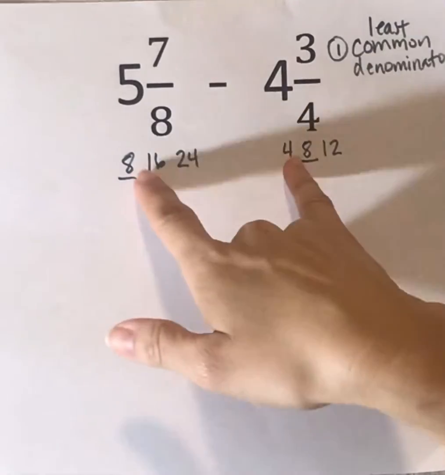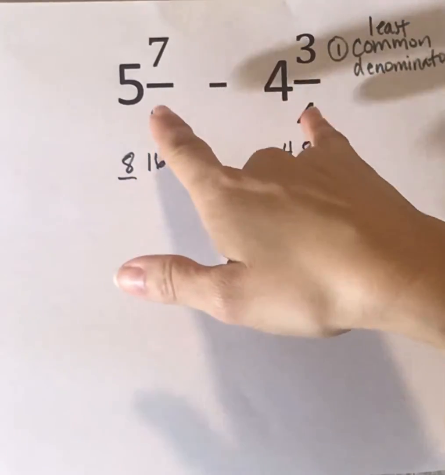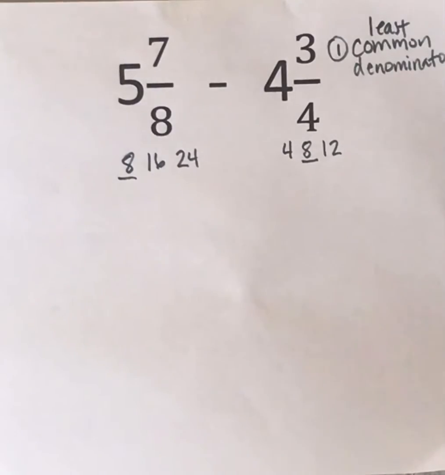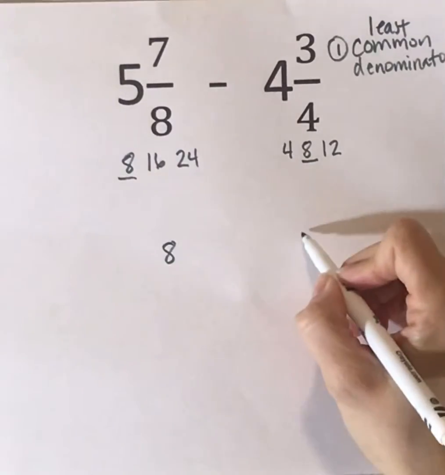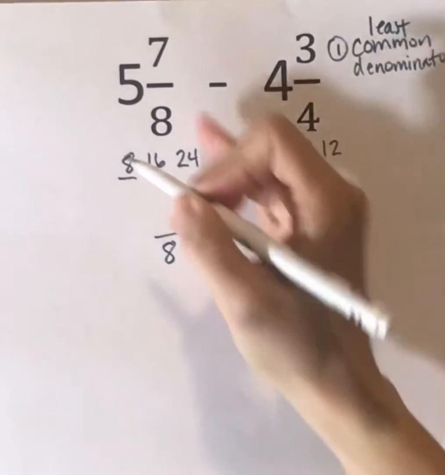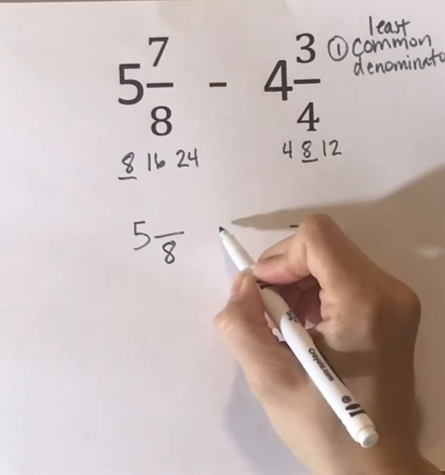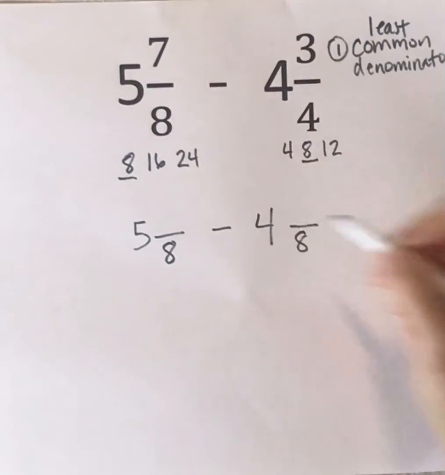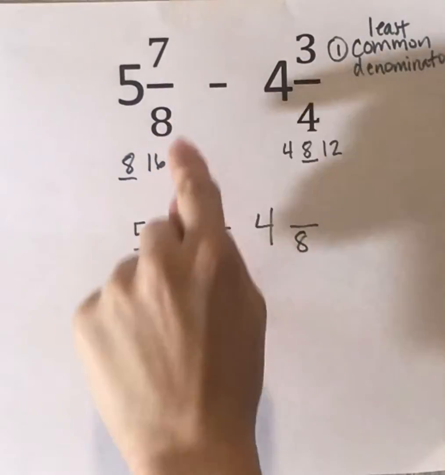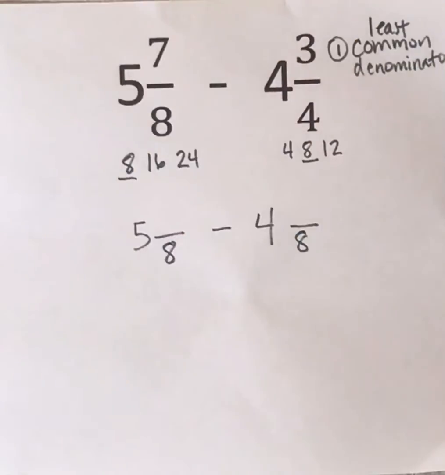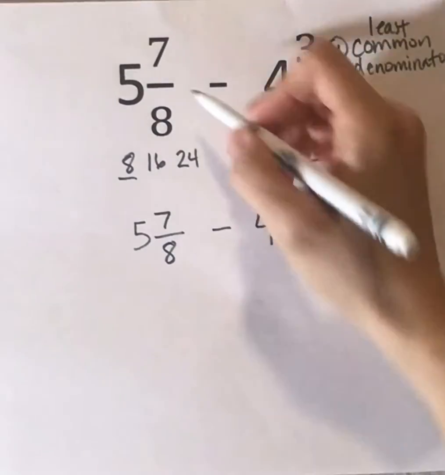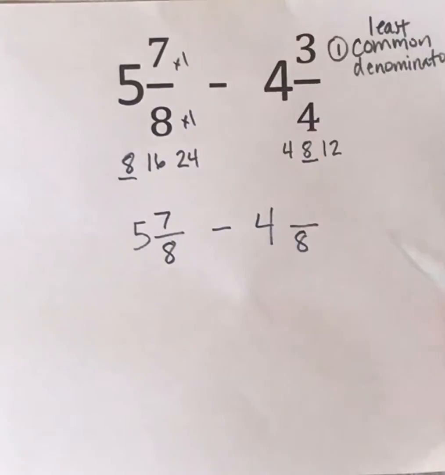So we're going to use that to rename these fractions. So I'm going to write 8 here. Bring your whole numbers down. Don't forget to bring your whole numbers down. And now, since 8 is already in the first fraction, I can just leave that the same, because basically I would be multiplying by 1. So I get the same fraction again.